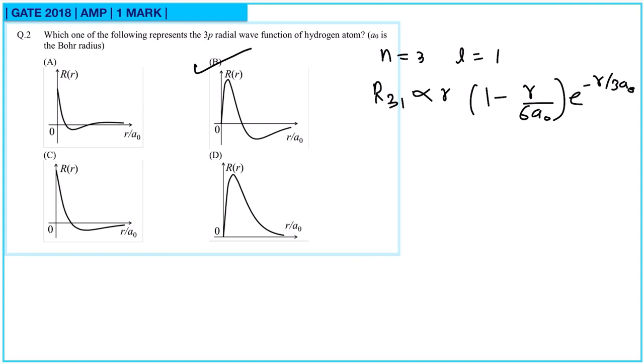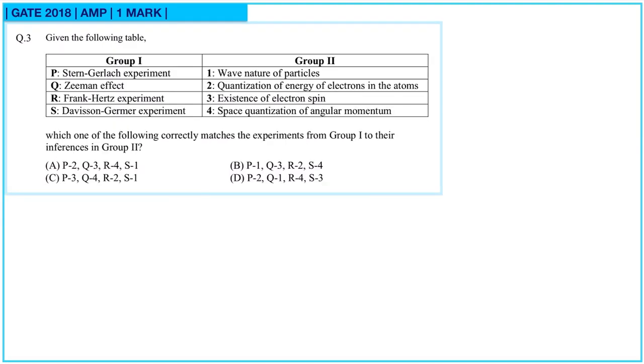Next question. Stern-Gerlach, we have to match group 1 with group 2. Stern-Gerlach experiment gives you the existence of electronic spin. Then Zeeman effect gives space quantization of angular momentum. Franck-Hertz experiment shows quantization of energy of electrons in atoms. And Davisson and Germer experiment shows wave nature of particles. So here option C is correct.